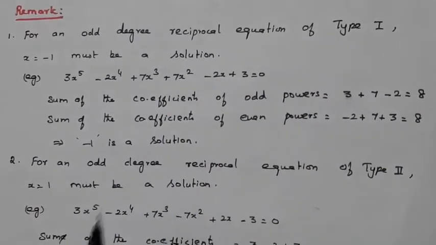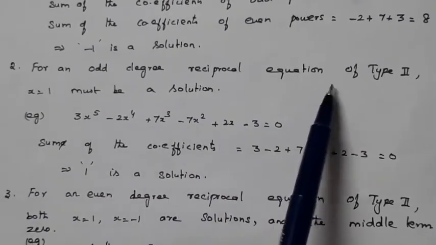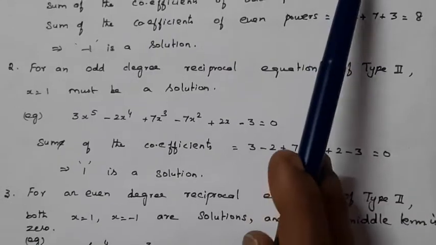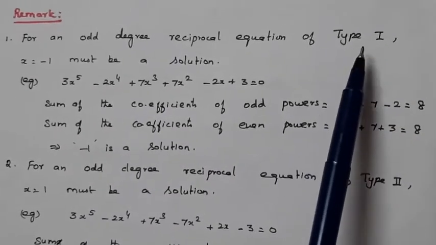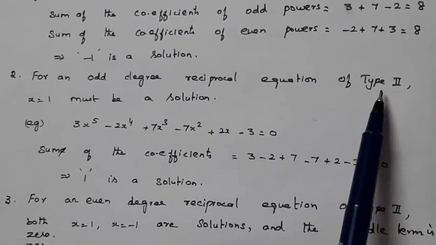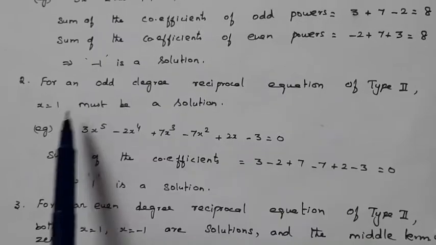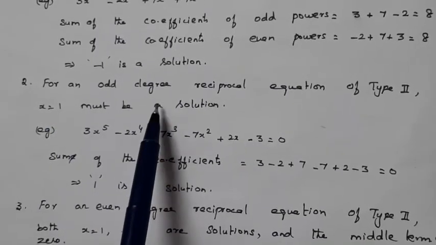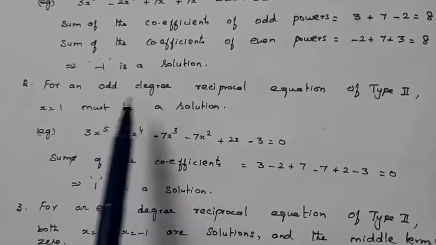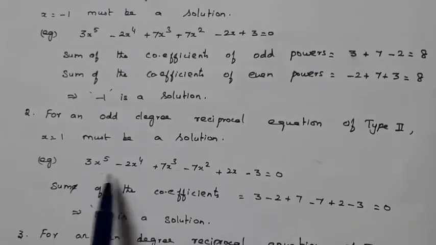Similarly, the second result is for an odd degree reciprocal equation of type 2. We have seen type 1, and here we are going to see what the solution would be for type 2. If it is an odd degree reciprocal equation of type 2, then x is equal to 1 must be a solution.